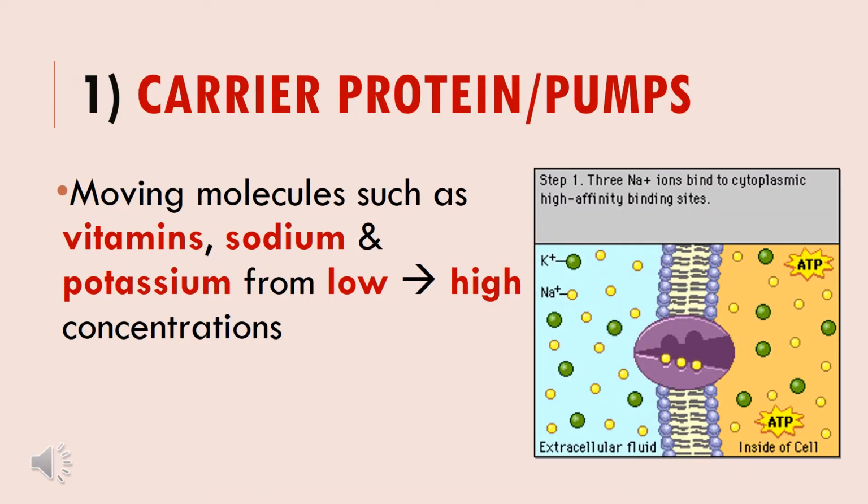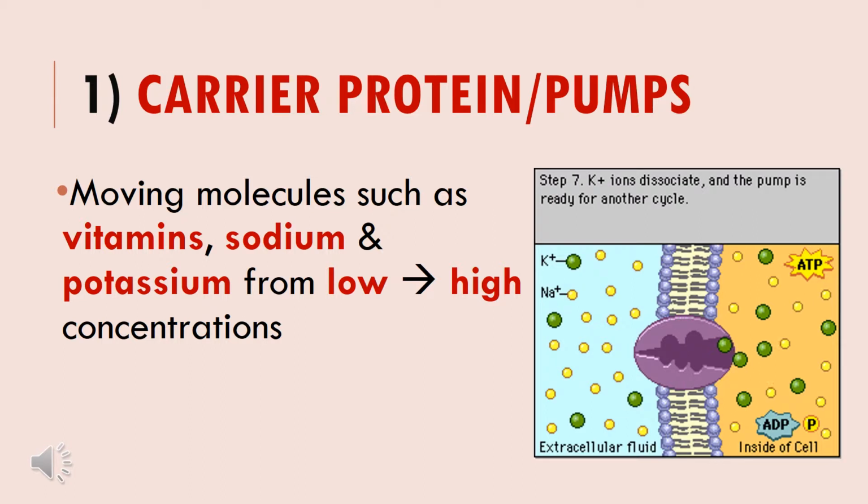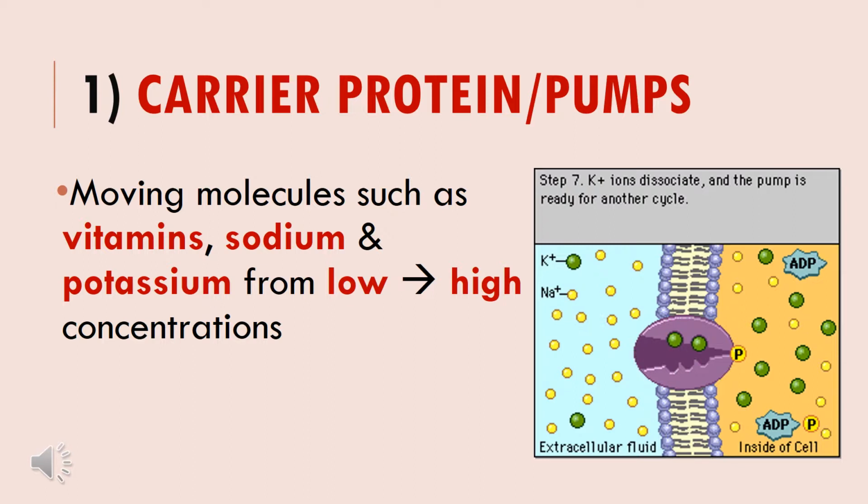There are three different examples of active transport used by our cells. The first is called movement by a carrier protein or a pump. A carrier protein, also known as a pump, is a special type of transport protein that exists in the cell membrane. They're scattered throughout the cell membrane. We learned about them as a transport protein yesterday when identifying the parts of the cell membrane.